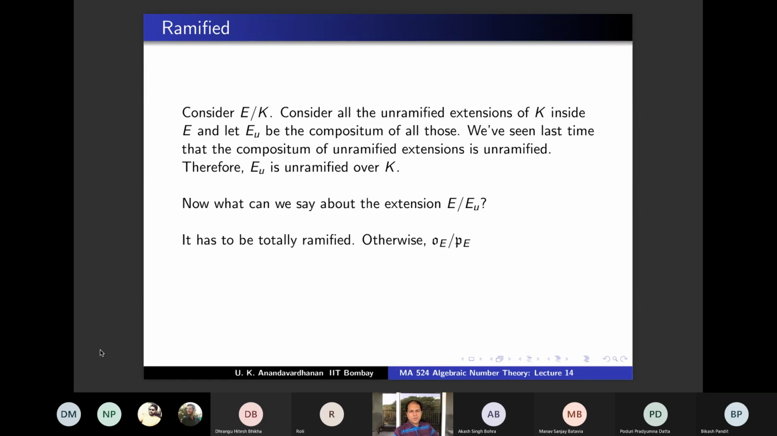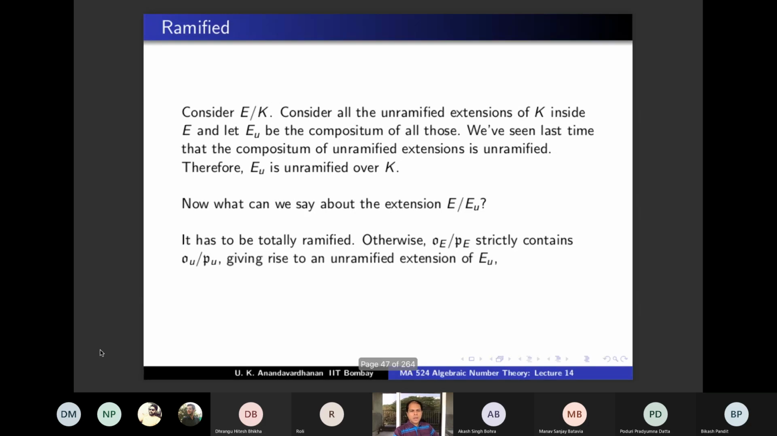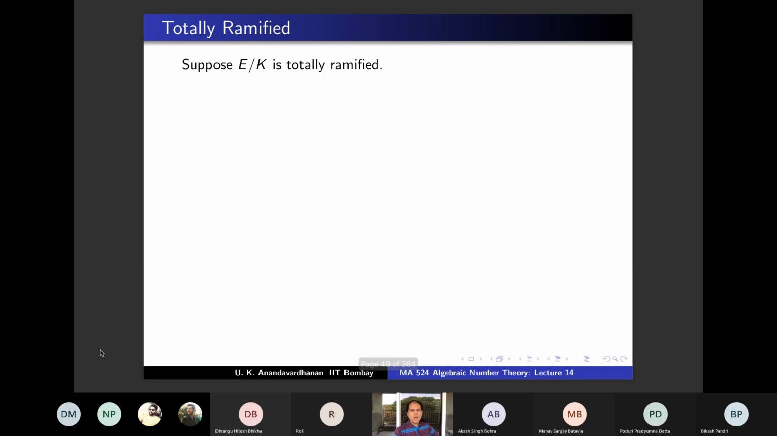Otherwise, this residue field strictly contains this residue field, giving rise to an unramified extension, because that extension you can lift back and you will get an unramified extension of E^u, which is not possible. So your guess is right, and this is the proof. Now, suppose E over K is totally ramified. We want to characterize totally ramified and tamely ramified extensions.